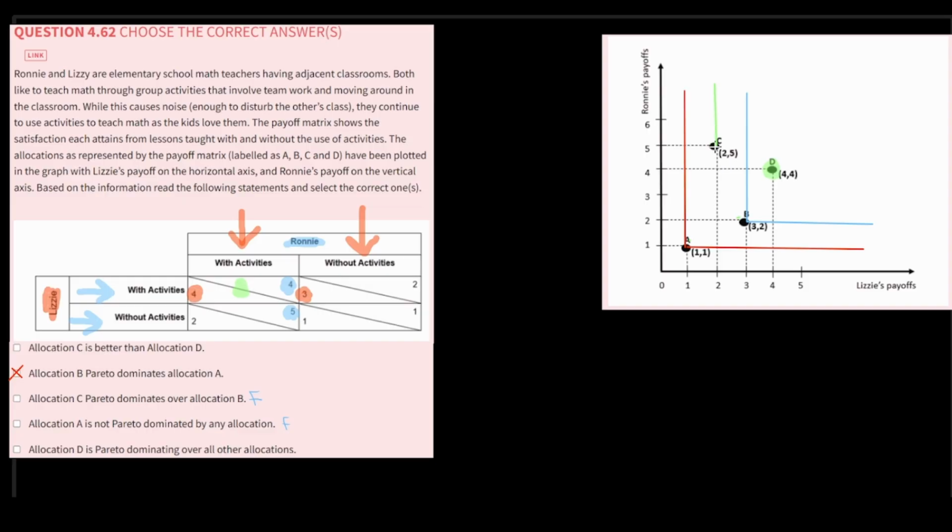But if we take a look at C here, D does not dominate C. So both C and D are Pareto efficient. So the only correct one in this case is our second one, that allocation B dominates A. That's all we can say for true with this statement here. Let's go take a look, about two more left.